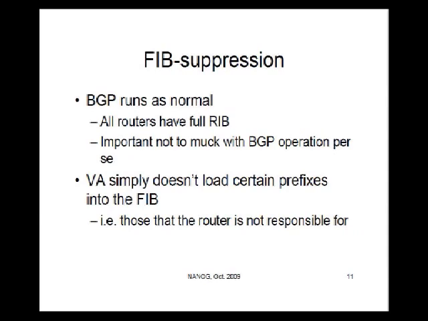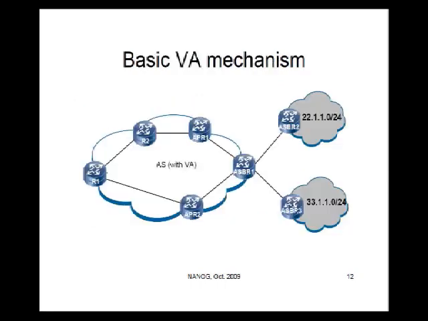So what happens is you run BGP as normal, and through these tunneling tricks, you're allowed to just sometimes not put prefixes into the FIB, and this is done very late in the process. So pretty much your control plane operates as normal, and then just at the point where you would normally load a prefix into the FIB, it's suppressed and not put there.